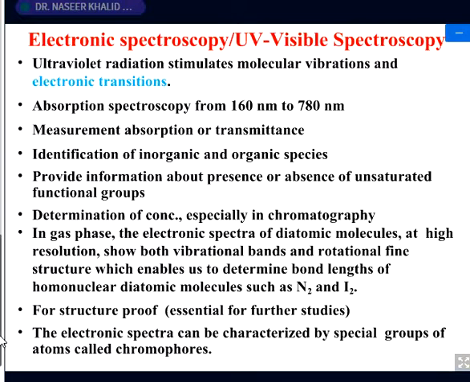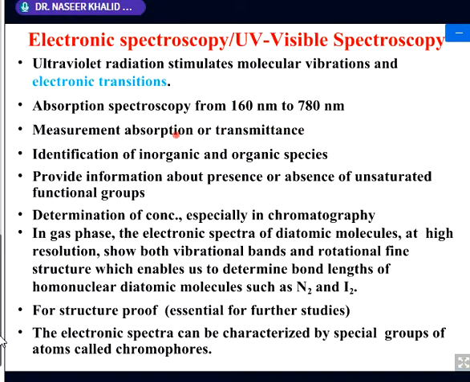Now, this electronic transition is UV spectroscopy. This is a very important technique. Radiation stimulates molecules. We have seen in the previous slide that electrons are excited from a low energy level to a high energy level. This absorption spectroscopy is in the region of 160 nanometers to, in some books, 200 to 780, and in other books 800. It is just a matter of choice, but this is the major range.